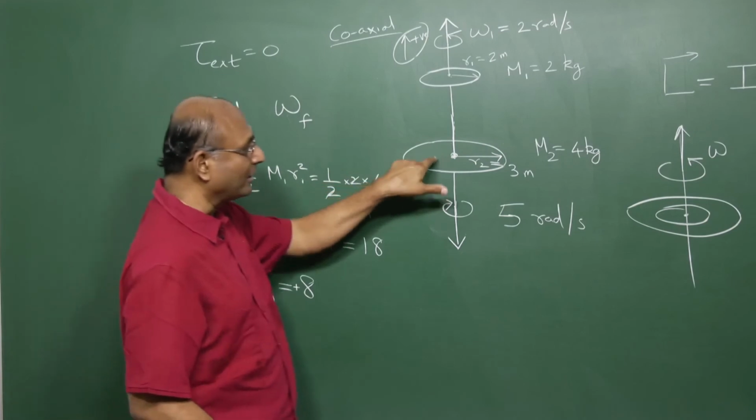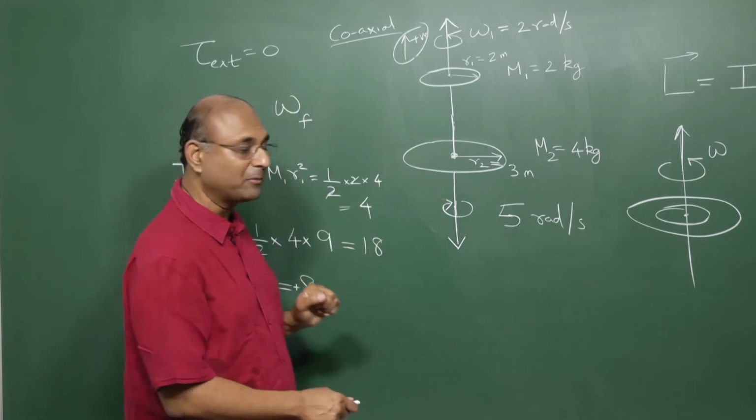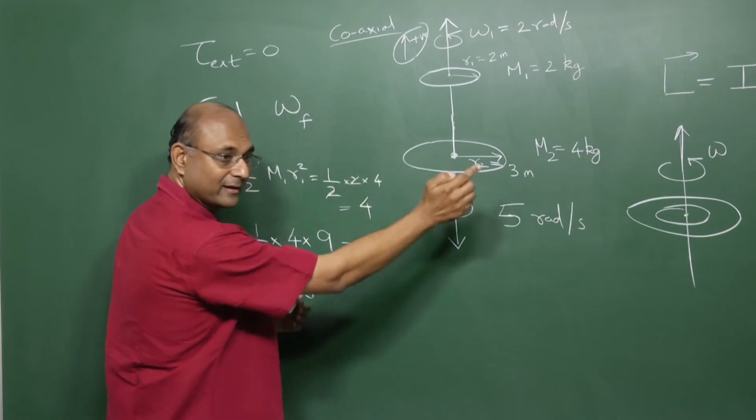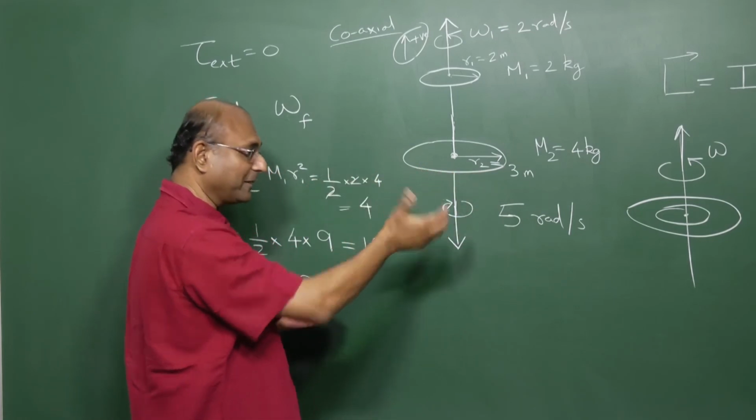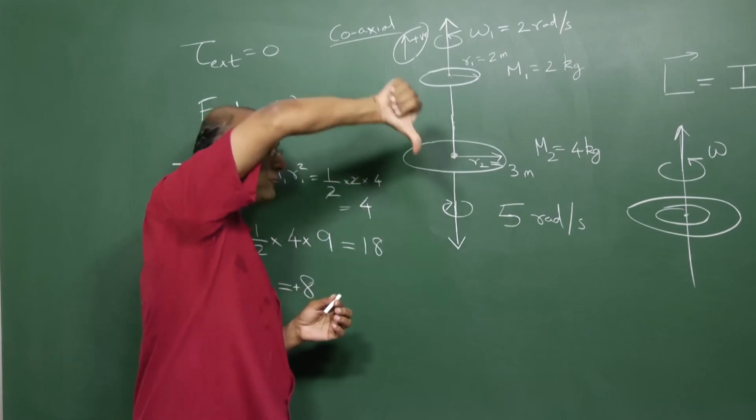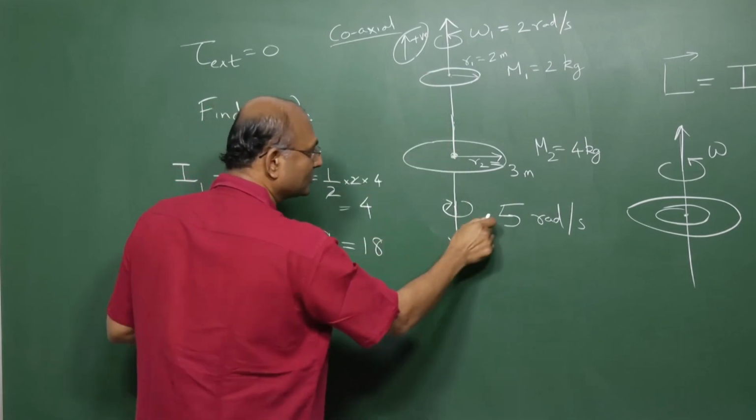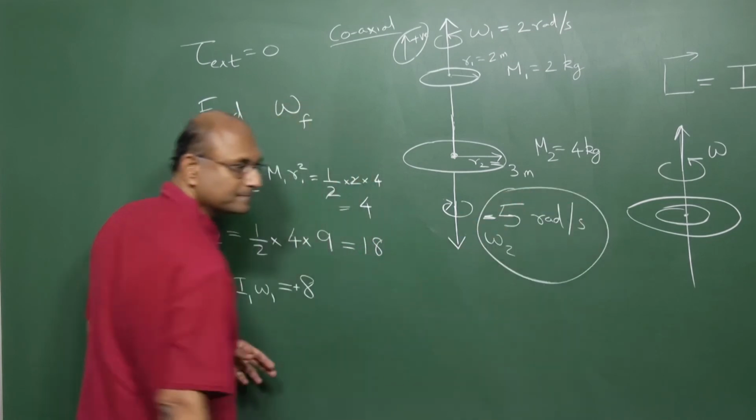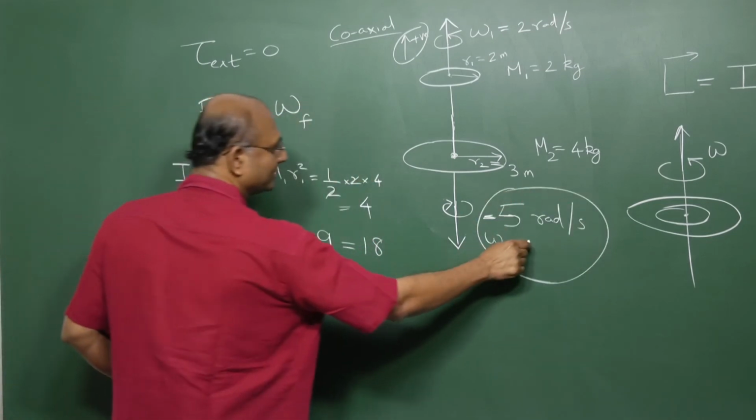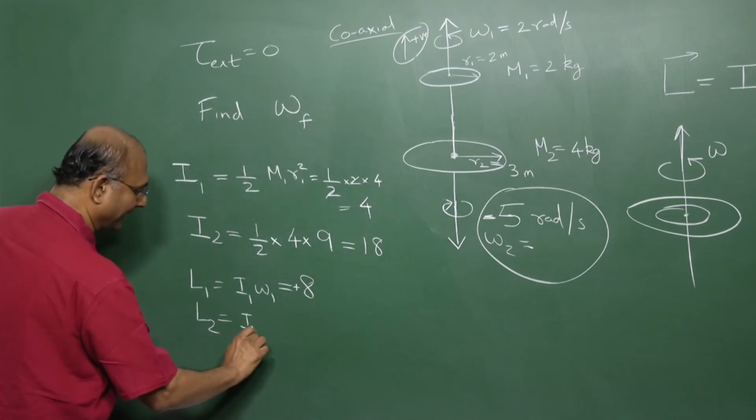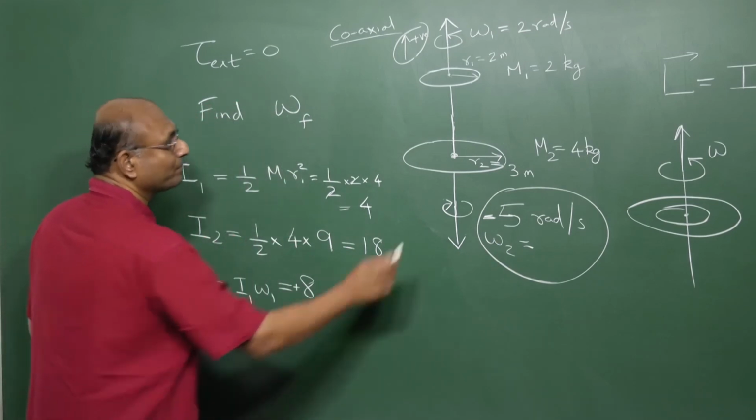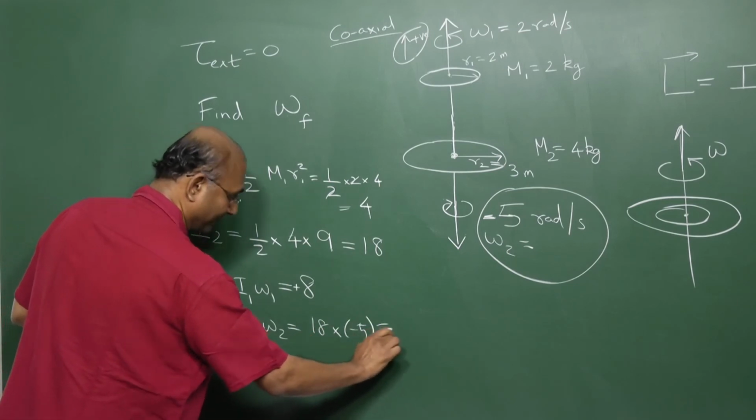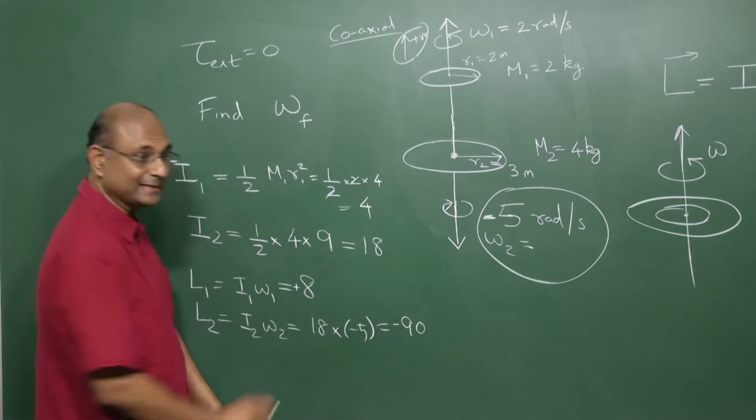The angular momentum, rotational momentum of this one. Well, this is rotating in this direction. I should use my finger to see this way. Therefore, it is pointing downwards. So I will write minus 5 as omega 2. Okay, so omega 2 is minus 5. If I substitute that here, I2 omega 2, I2 is 18 into minus 5. Well, that is minus 90. Notice it is minus 90.